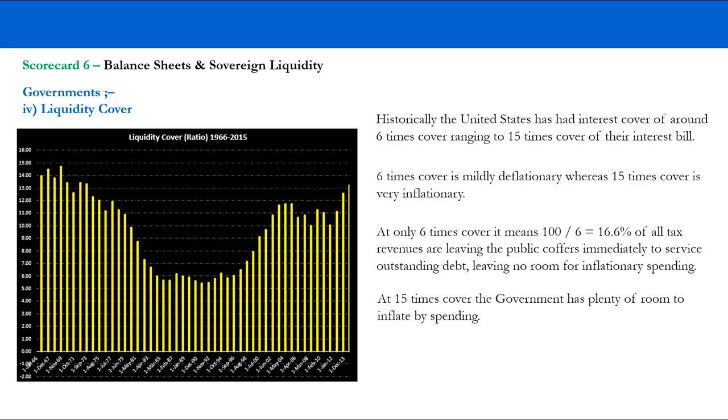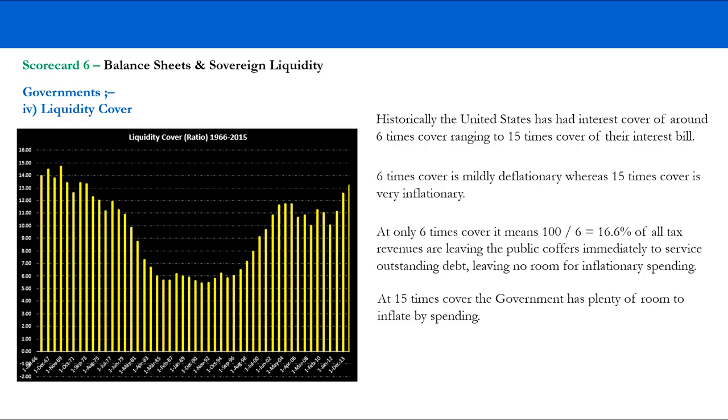And if you look at the liquidity cover ratio going back for the United States throughout history, historically the US has had an interest score of around a range from 6 times to 15 times cover against their interest bill. So we can basically look at this and say throughout history that 6 times cover is mildly deflationary, whereas 15 times cover is very inflationary.